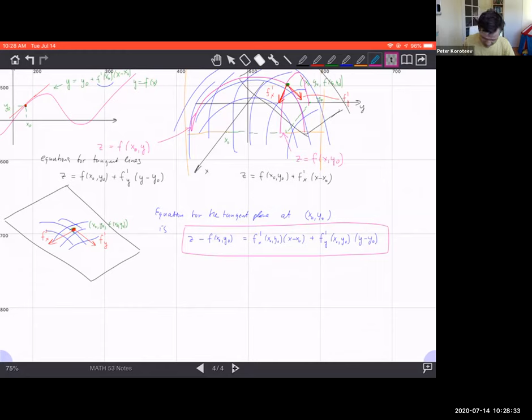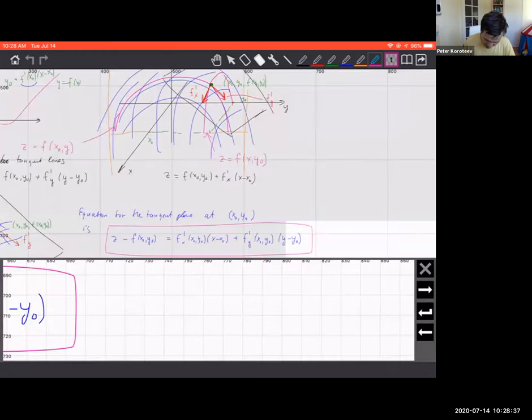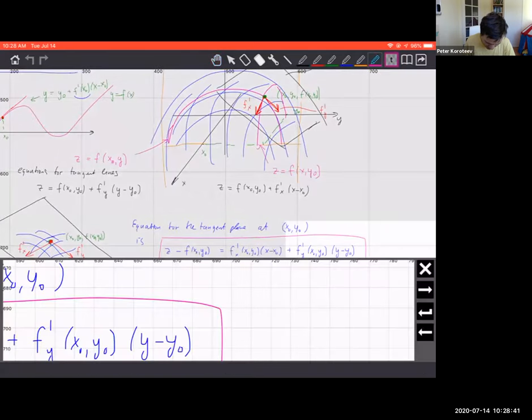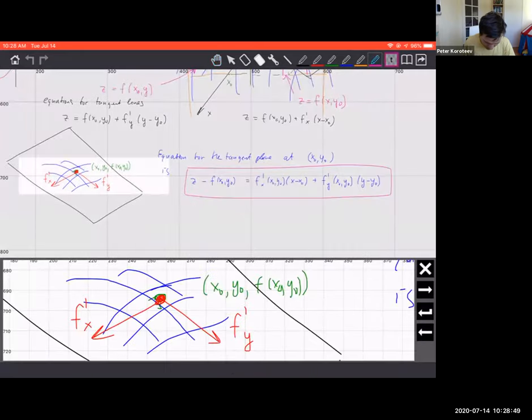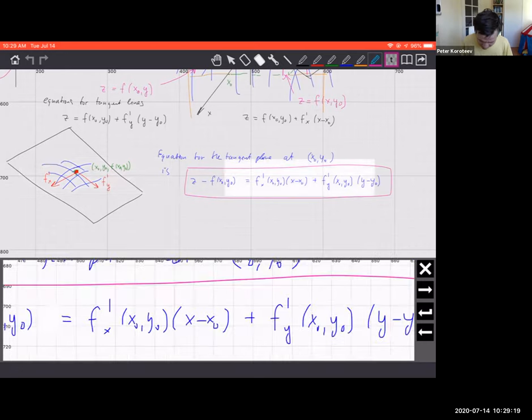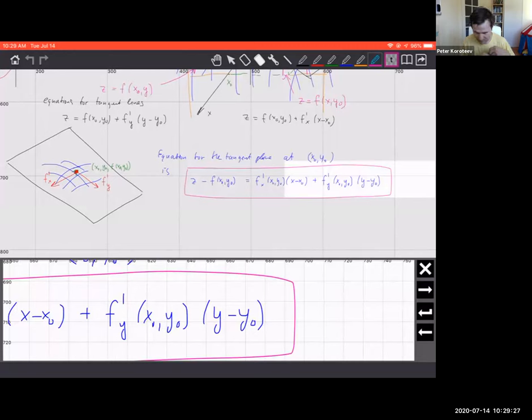So the reason why we can add this up is if you look at the coordinate system, if you think of this tangent plane as I do it here, then we can make a local coordinate system where f prime x and f prime y go along the two vectors which are orthogonal to each other, so it's like an x and y coordinate system here. And then we just add these vectors together. One vector will have component f prime x times x minus x0, and the other vector has component f prime y times y minus y0.